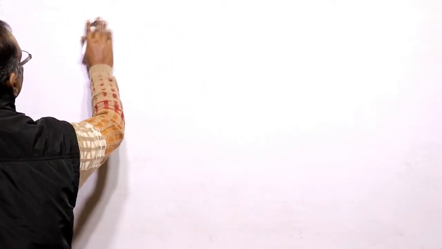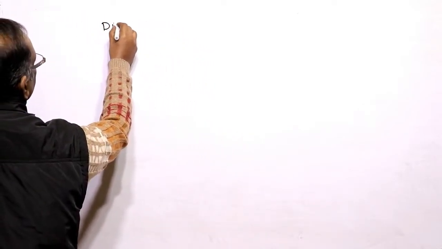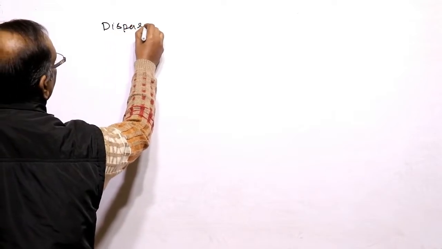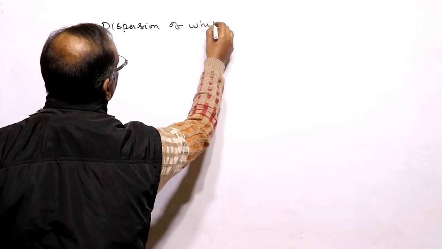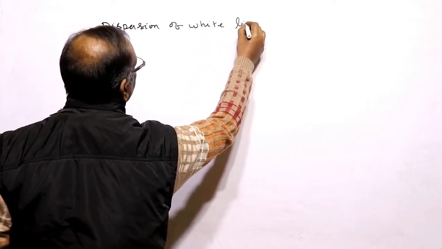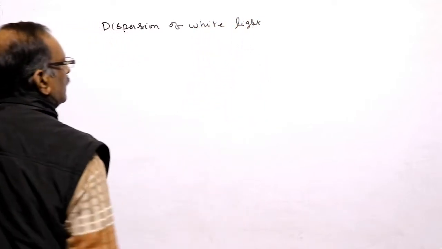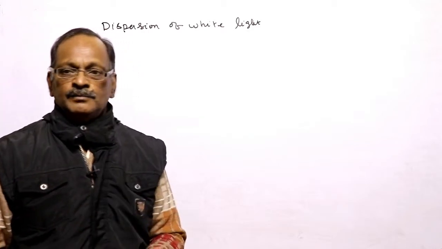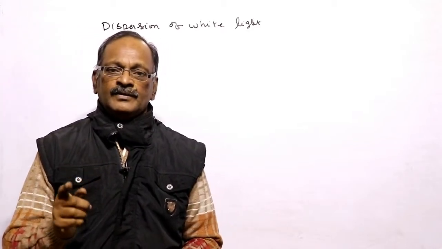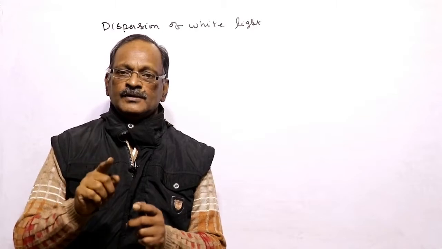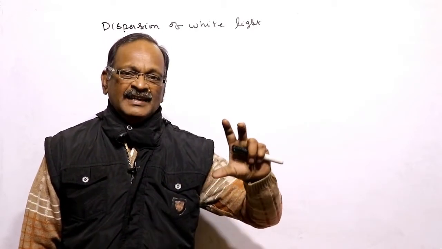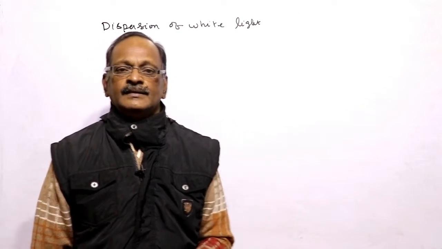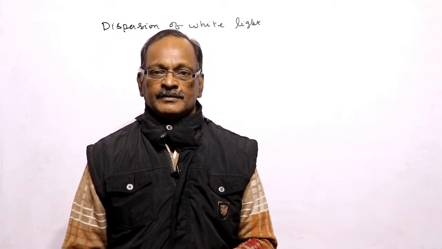Dispersion of white light. When white light is passed through a prism, after getting refracted through the two refracting surfaces of the prism, we get a band of colors. We call that band of colors a spectrum.